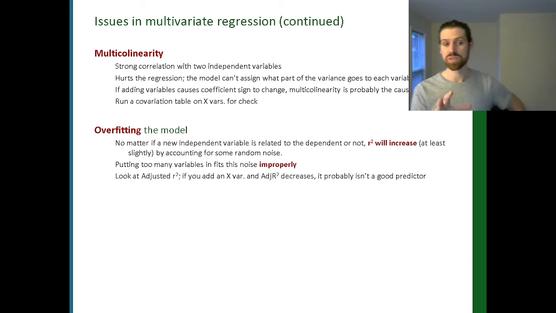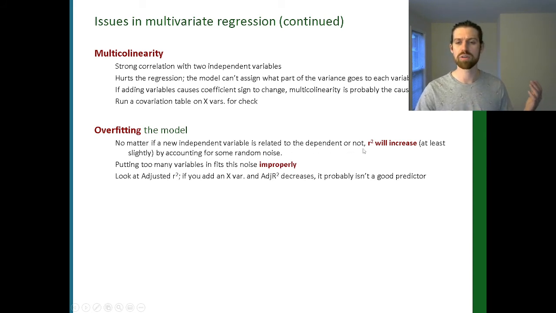It is also possible to overfit the model. This is a really key issue. No matter if a new independent variable is related to the dependent variable or not, the R squared might still increase. It might just be accounting for some random noise. That's why we have this adjustment of the R squared value. Just because you're putting in lots of explanatory variables, your R squared might just naturally increase, which is an error, and we need to avoid that. So you need to look at the adjusted R squared, okay, and try not to overfit the model to the data inputs that you place.